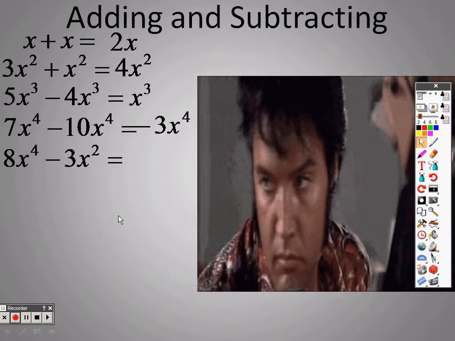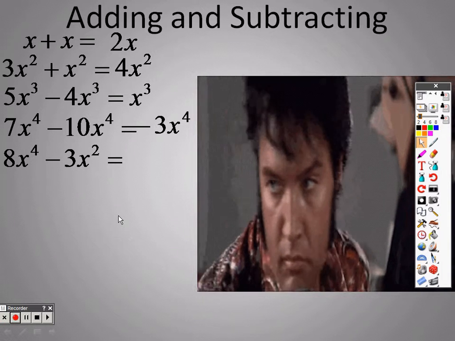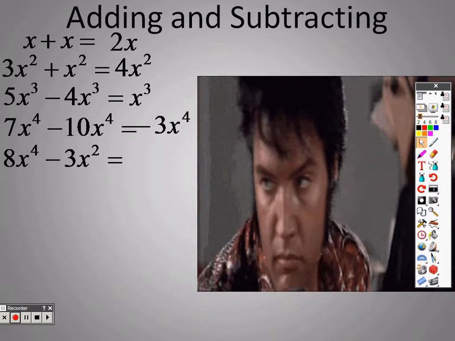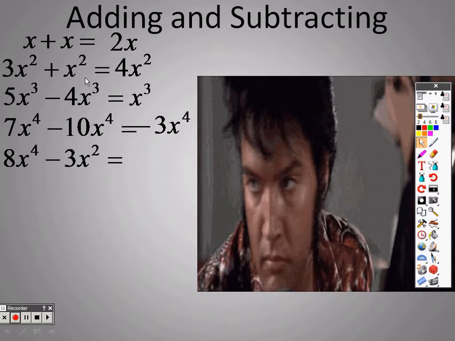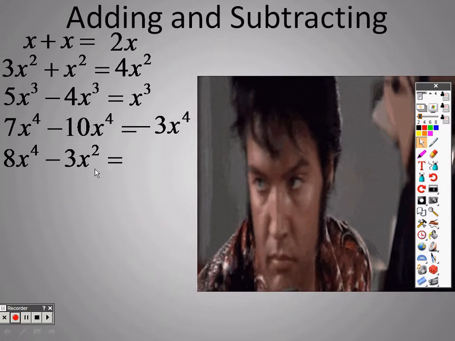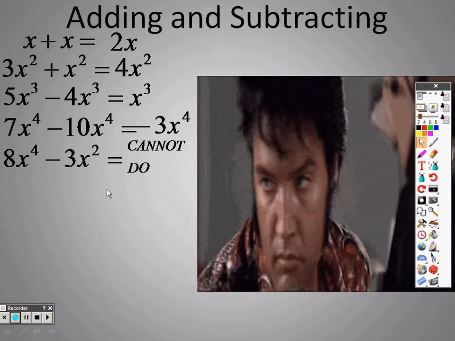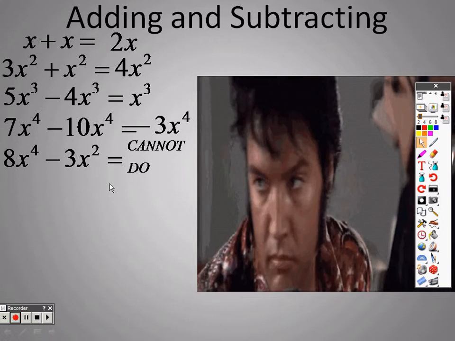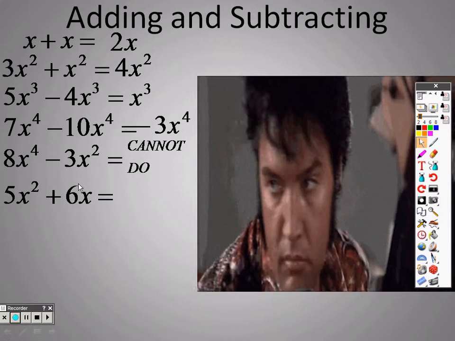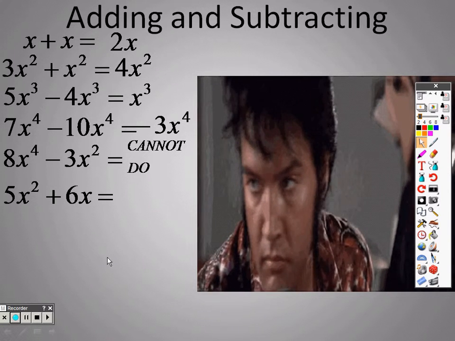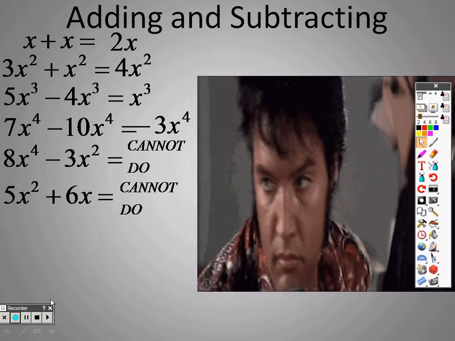If I have 8 x to the fourth minus 3x squared, this on the other hand is a trick question. This I can't do. Did you notice up here these are all the same? x and x, x squared, x to the third, x to the third, x to the fourth, x to the fourth. These aren't the same. If they are not the same, we can't do it. We can't put them together. Just like this one. If they aren't the same, I have to leave it as is. I can't combine like terms.